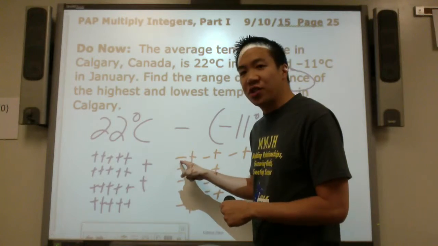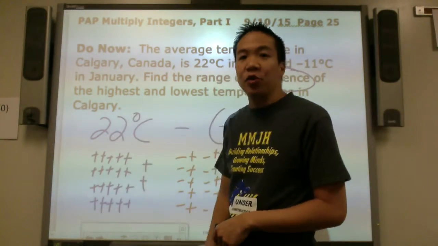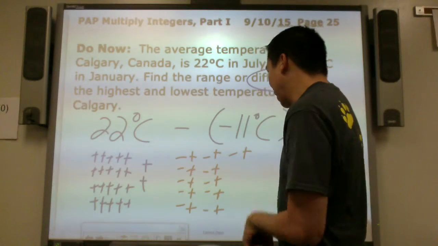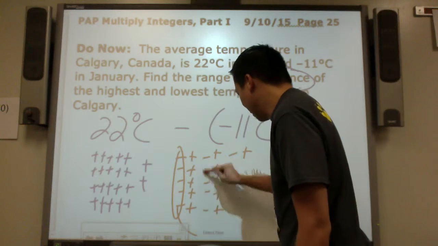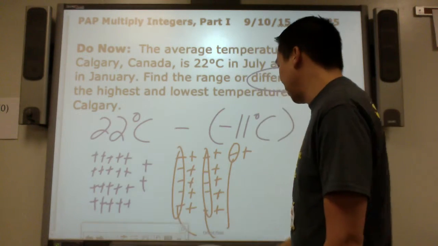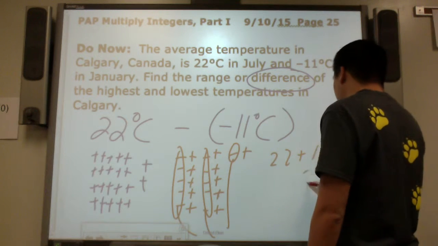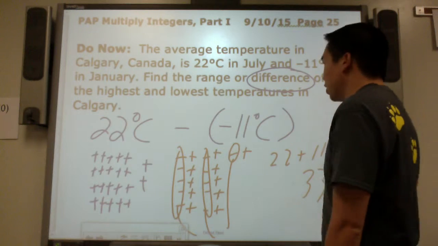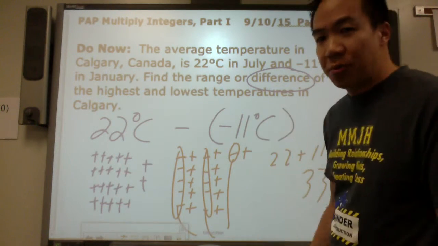You cannot just stick negatives here, because if you do, it changes the complete value of 22. So now, it says take away negative 11s. So what do you have left? I have 22 positive, 11 positive. 22 plus 11 is 33 degrees. There's a difference of 33 degrees between these two temperatures.